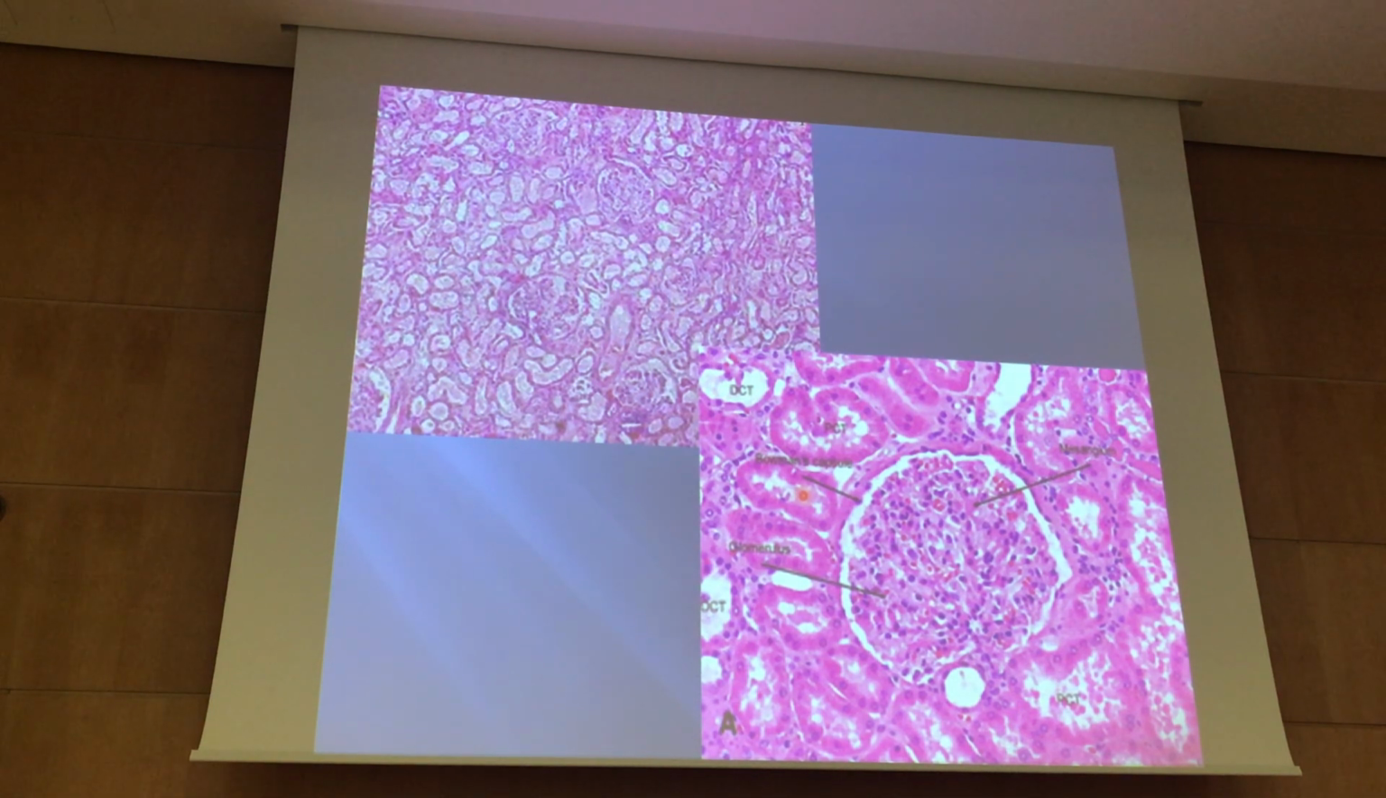So what changes are we looking at in the tubules? Then we add interstitium. What changes are we seeing in the interstitium? And then finally blood vessel. So we report kidney like that.